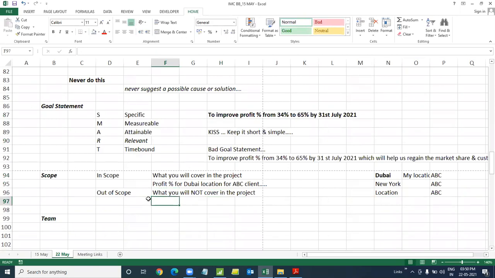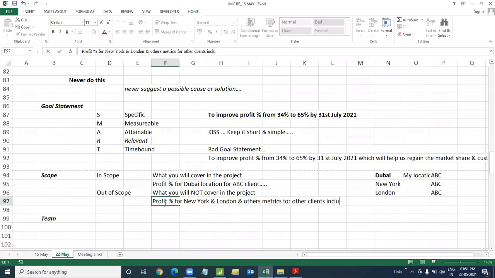What would you not cover? Say profit percentage for New York and London, and other metrics for other clients, including ABC. So we are not covering any other metric for ABC client. We're just looking at profit percentage. So profit for New York and London are not covered. Other metrics for other clients, including ABC, are not covered.